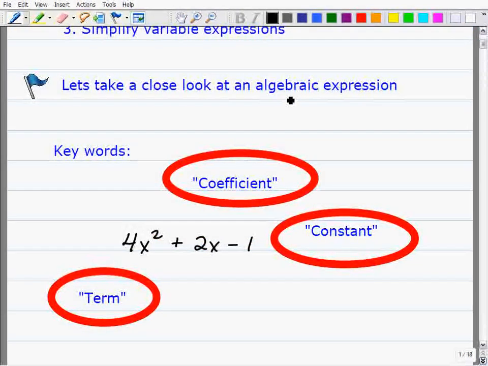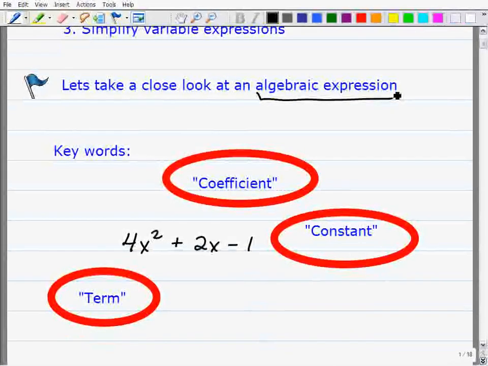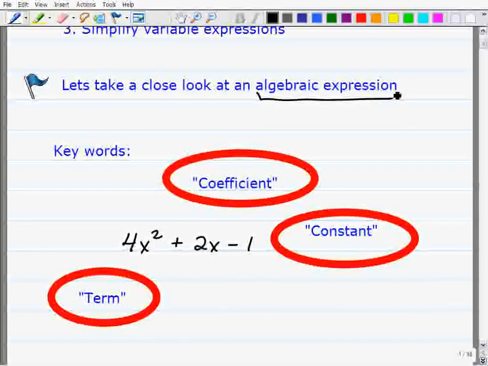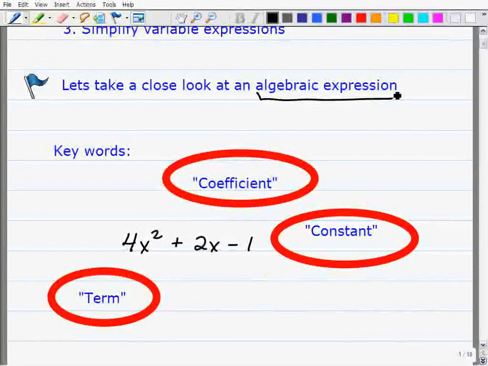I want you to think of an algebraic or variable expression as a sentence in algebra. If this was an English class, and I said let's take a look at a sentence, you would expect to see words and some punctuation marks, maybe some commas, quotes. And same thing in algebra. So this is an example here. I have 4x squared plus 2x minus 1. Think of this as an algebraic sentence.